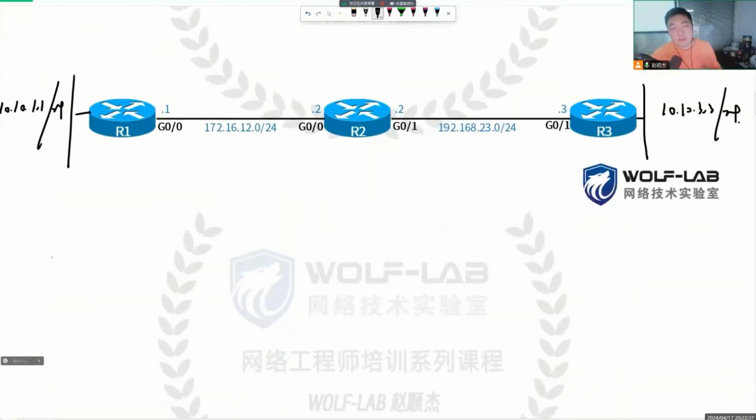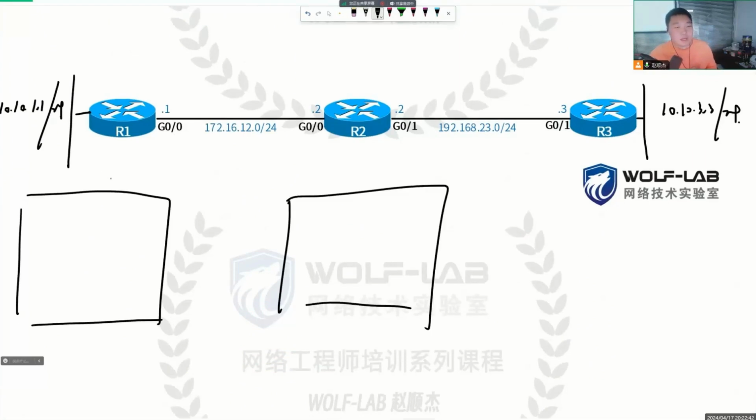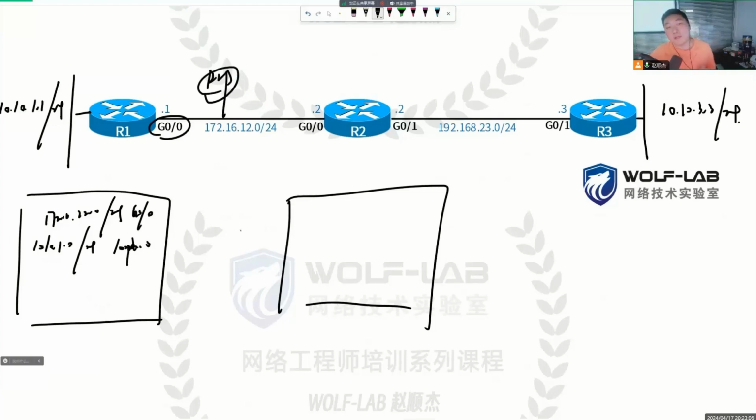As usual, in the distance vector routing protocol, each router has its own database. Let's take R1 and R2 as examples. Suppose R1 puts its directly connected route, the 0 interface directly connected route, 172.16.12.0/24, associated with interface 0, into the database. R1 also puts its directly connected route, 10.10.1.0/24, associated with loopback 0, into our database.